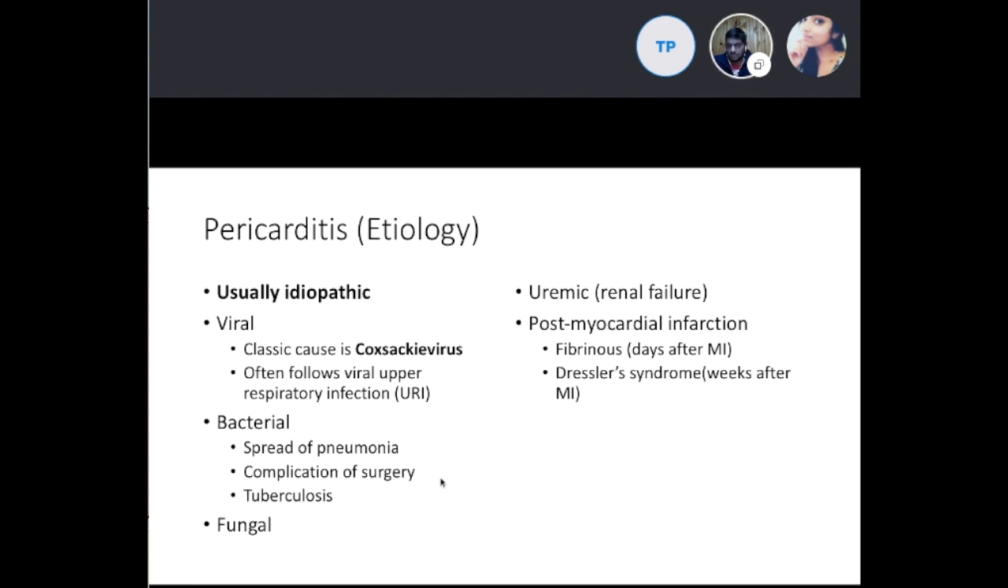So fibrinous pericarditis days after MI, or Dressler syndrome, which occurs weeks after an MI. So typically that's when we'll see it most in our questions. And there are autoimmune diseases that can also lead to pericarditis, such as rheumatoid arthritis and lupus. So just to keep those in mind.